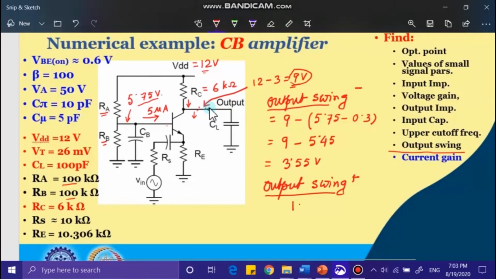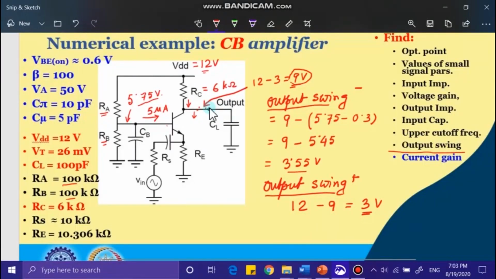Of course, once you consider the input signal, it is sinusoidal. So we have to consider the minimum of these two to finally conclude what is the signal swing of, say, a sinusoidal signal it can tolerate.